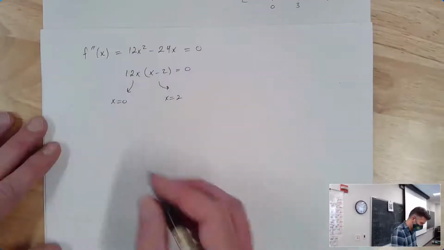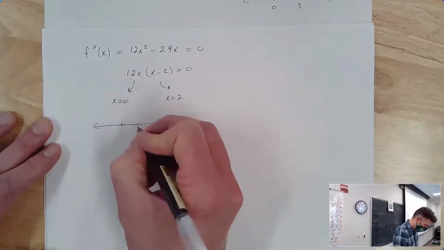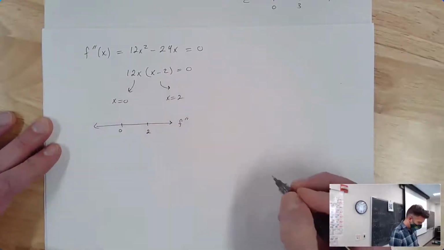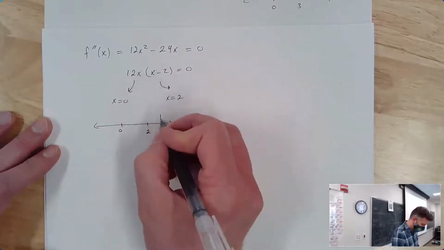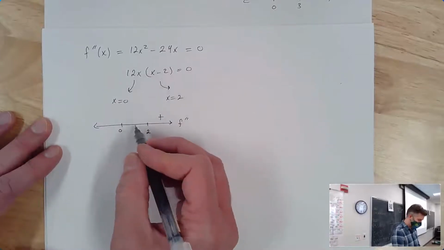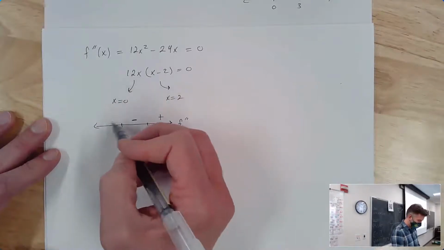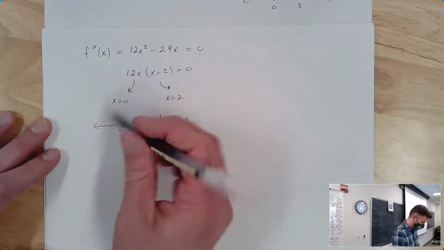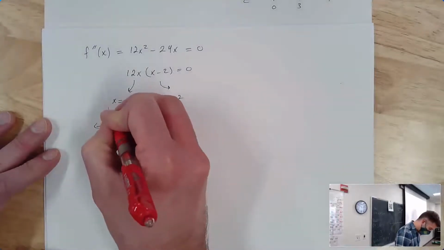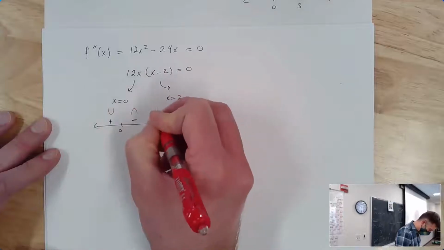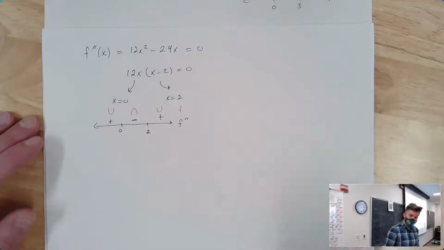Put those on a sign chart for the second derivative. And let's see, if I pick something larger than 2, like 3, I get 12 times 3 times 1, which is positive. Pick something between 0 and 2, like 1, 12 times 1 times negative 1. And pick something less than 0, like negative 1, you get negative times the negative, which is positive. So this function is concave up, concave down, concave up. Which means we have 2 inflection points.